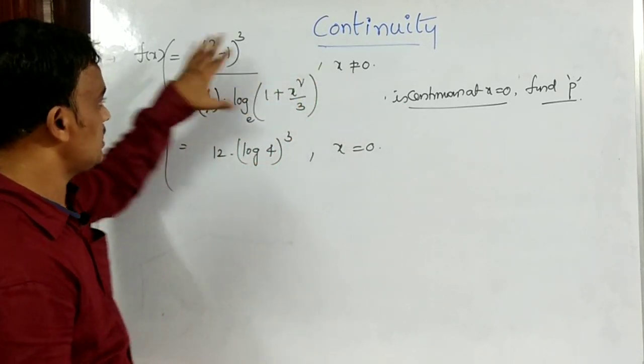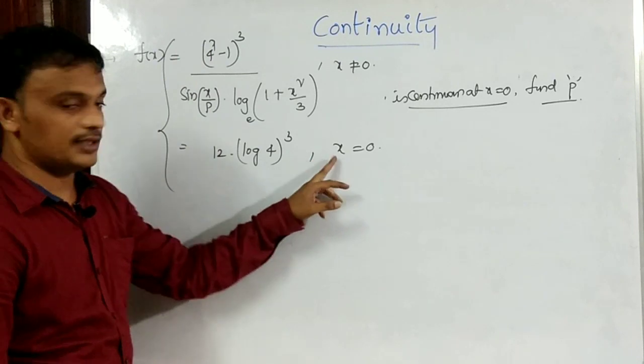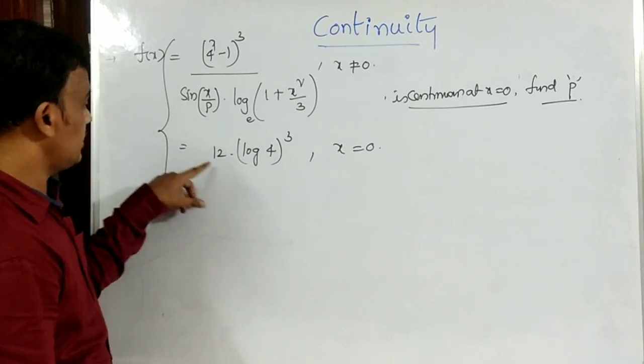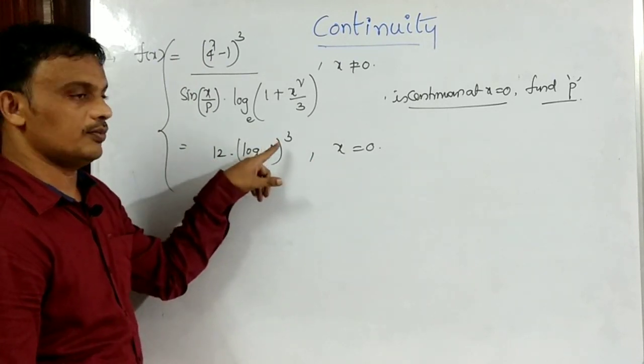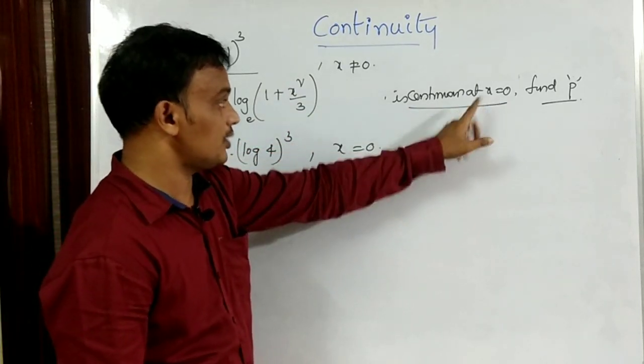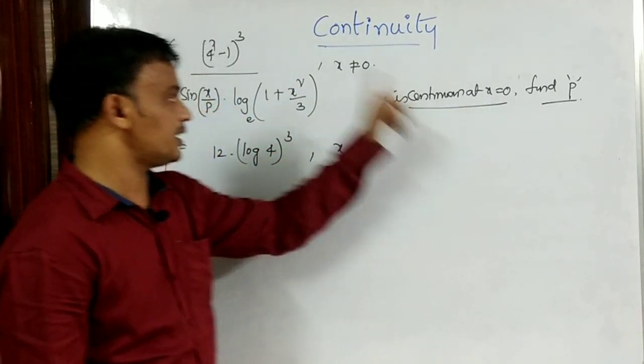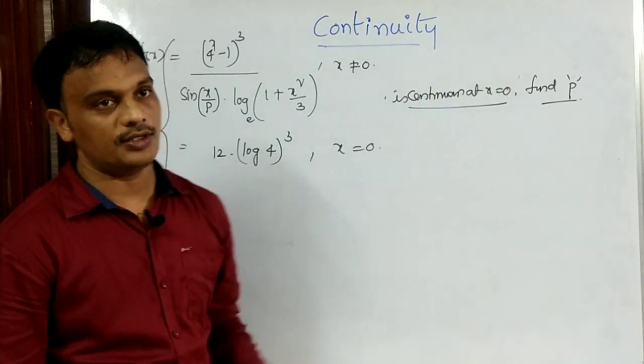When x tends to 0, this is your f of x. And when x is equal to 0, the value is 12 into log 4 whole cube. And it is a continuous function at x equals 0, clearly given. At x equals 0, it is continuous. Then what is the value of p?